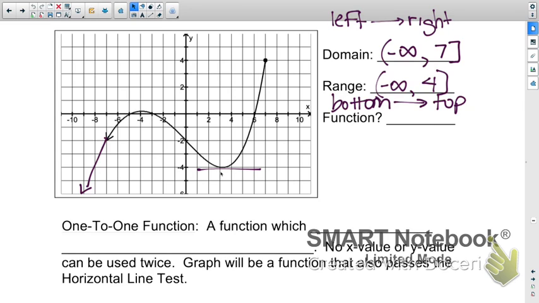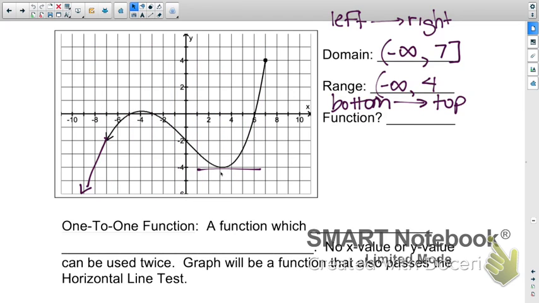How do you tell if something's a function? Vertical line test. Remember, the vertical line test basically just says I can draw vertical lines everywhere on my graph and not hit 2 points on the same vertical line. If that is true, then yes, this is a function, right?